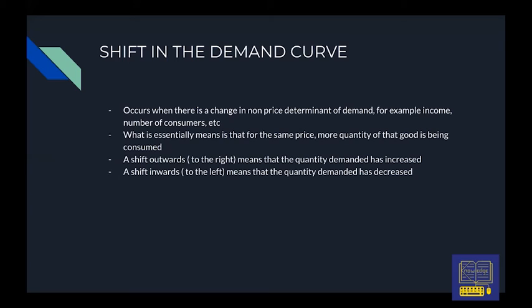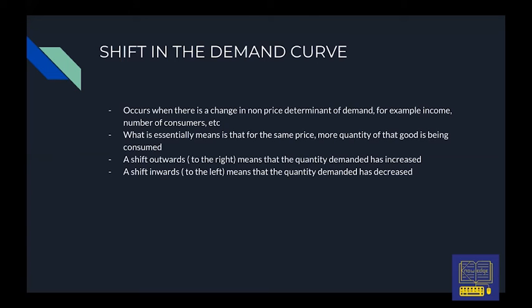Now, before we move on, we need to understand the difference between a shift in the demand curve and the movement along a demand curve. As we saw previously, there are different factors which affect demand. So, logically, this would either lead to an increase in demand or a decrease in demand. Now, a shift in the demand curve occurs when there is a change in a non price determinant of demand. That is, for example, if there is an increase in income of consumers, then the demand for a certain product will increase, and this will lead to a shift in the demand curve.